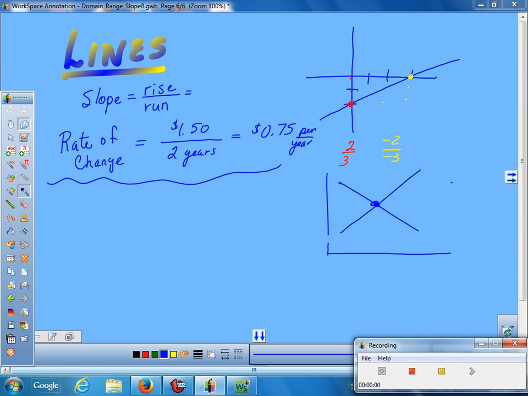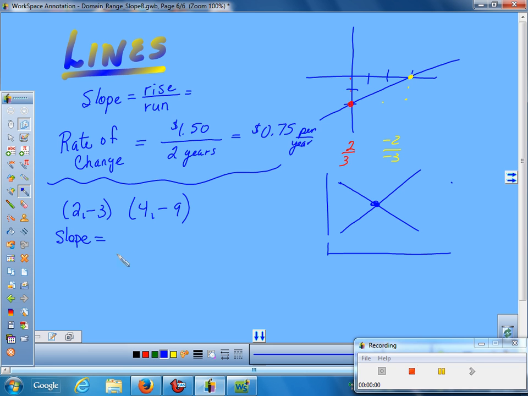I have to check. Do you remember how to do this? If I give you 2 points, and I tell you to find me the slope of the line between those two coordinates, how do you calculate slope?